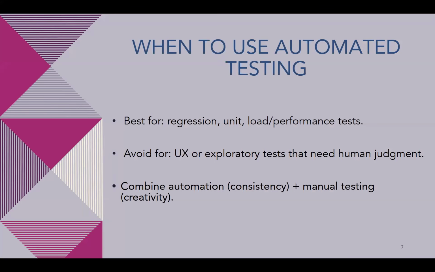So when should we use automated testing? Automated testing works best when we have repetitive or predictable tests like regression testing, unit testing, and load or performance testing. But exploratory testing or user experience testing requires a lot of manual input.